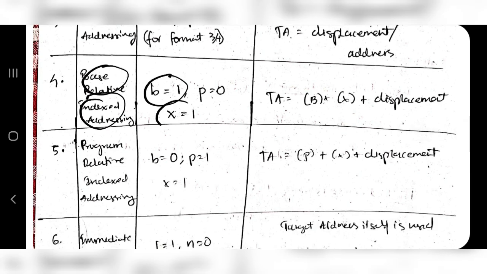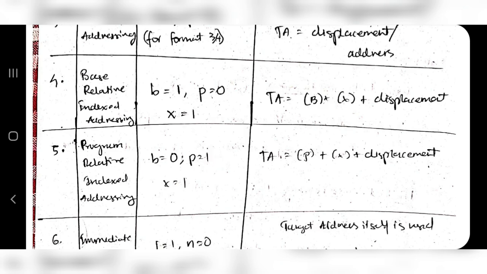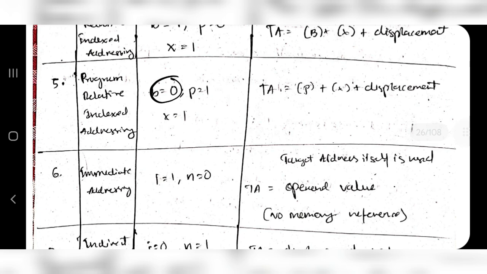So B is equal to 1 and X is equal to 1, that is base relative and indexed. So what is present in the B register plus the X register plus the displacement address, those 3 will be added up, that is the target address. If B is equal to 0 but P and X are 1, that is program relative indexed addressing. Here the P and X values are added with the displacement, that is the target address.